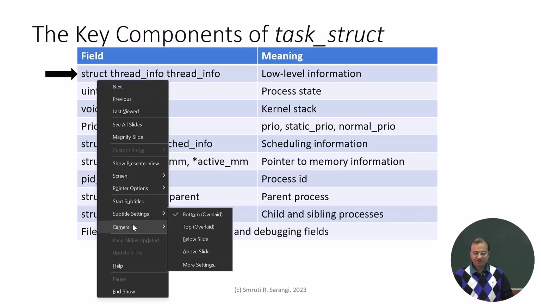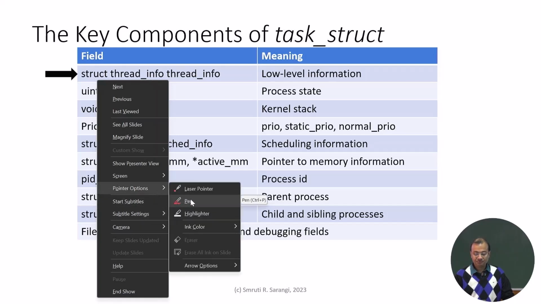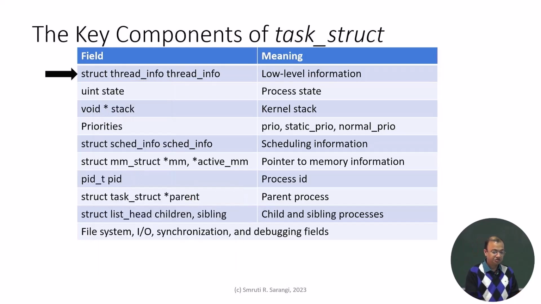Some of these fields are not used, so it's not that all the fields are used now. For example, the thread info field, which you will see, used to be important. It was to maintain low level information. That's not used a lot now. But still, it would be nice to see historically how it was used, because it embodies a design pattern.